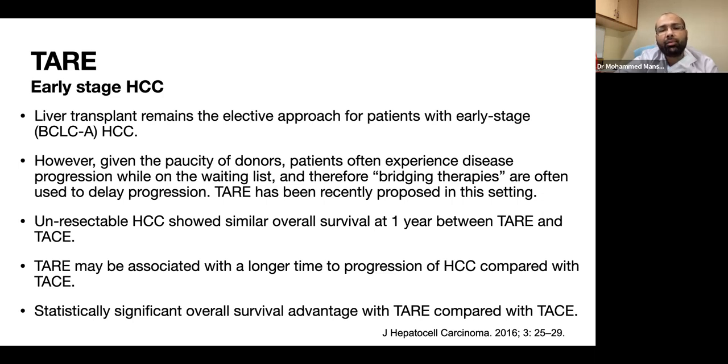Unresectable HCC showed similar overall survival at 1 year between TARE and TACE. TARE may be associated with a longer time to progression of HCC compared with TACE, and there is a statistically significant overall survival advantage with TARE compared to TACE. And TARE has a better tolerance compared to TACE. There are lesser side effects. And because TACE causes more of embolization, the patient feels more uneasy. There is more abdominal pain because there is ischemia to the liver, and nausea, vomiting, and fever. All these complications are very less in TARE compared to TACE.